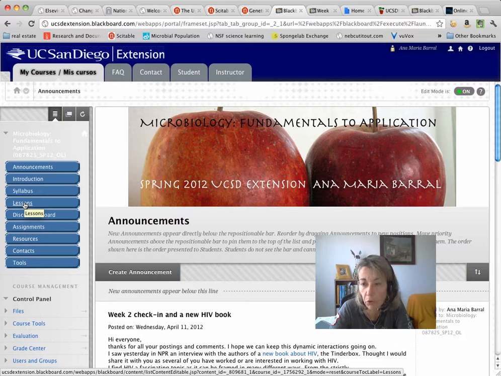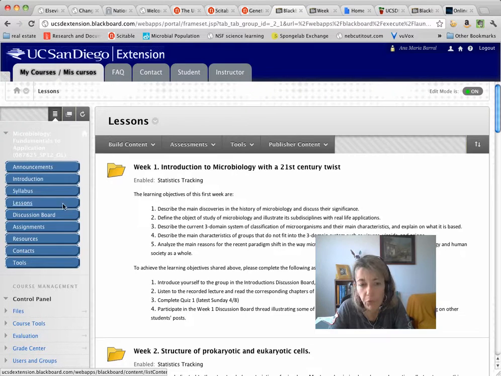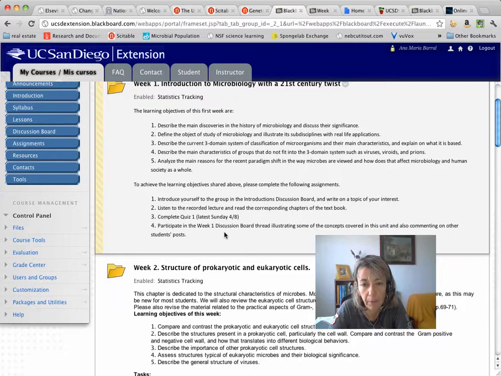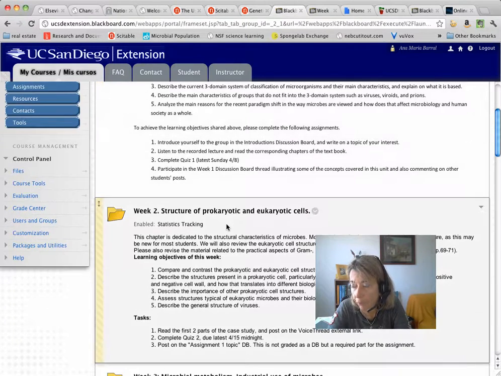So this is the home page of the course, and as you can see, there is a variety of buttons here to access the course. However, and this is something I explain to my students even before the course starts, Lessons is a good place to start, as all materials are organized weekly. Whenever they enter through a weekly folder, they have access to materials, the discussion board, different assignments, etc.